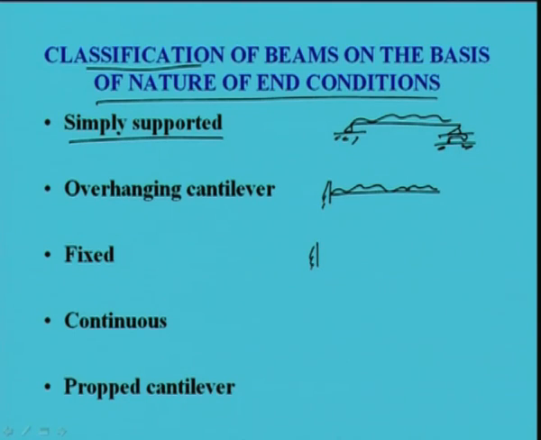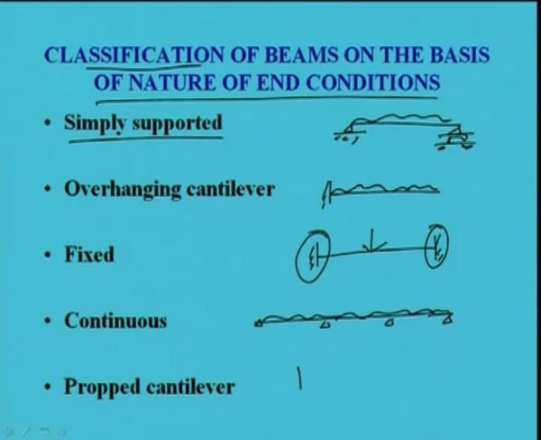Now, another type of beam is called fixed beam. This is fixed at both ends. So, moment at this end and moment at this end will be developing. So, support moment will be developed as well as the span moment as per the loading condition. Another is the continuous member, which we see in many cases in industrial buildings, with self weight and imposed load.